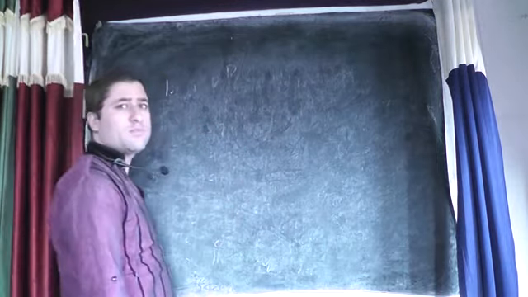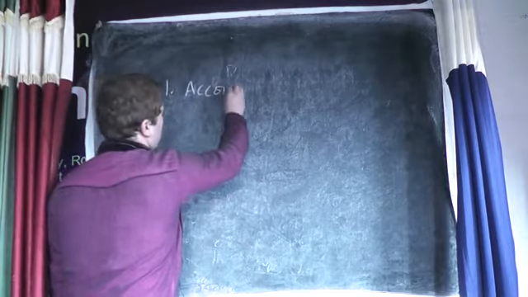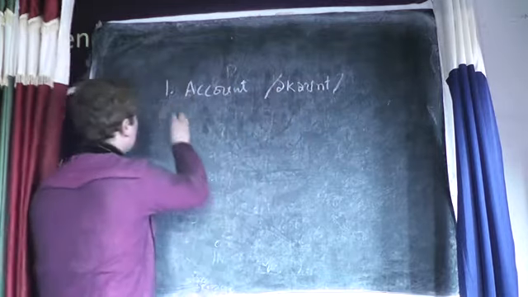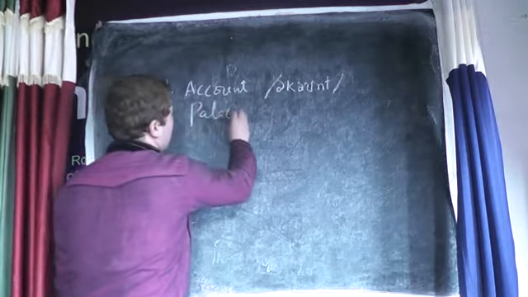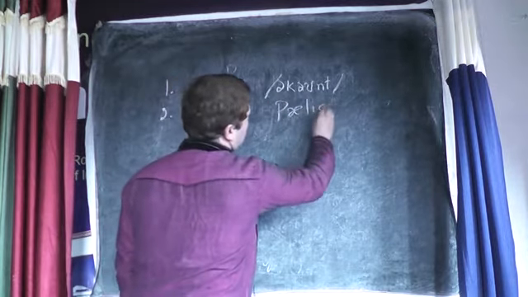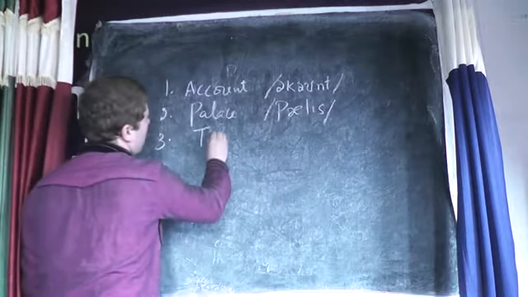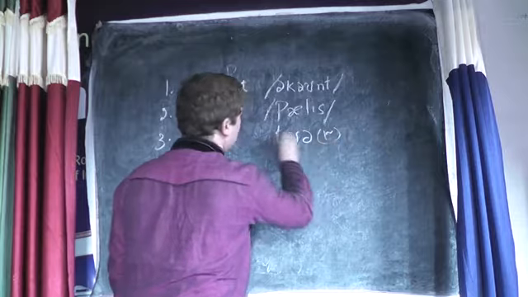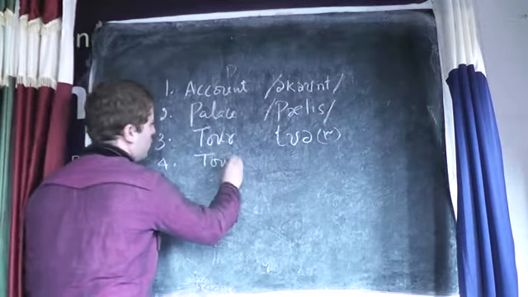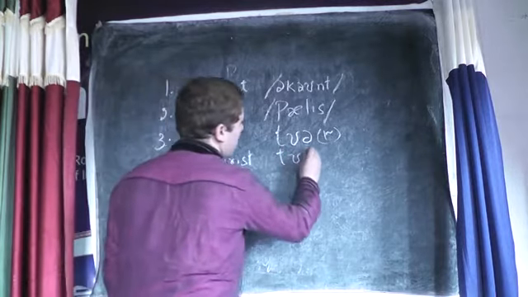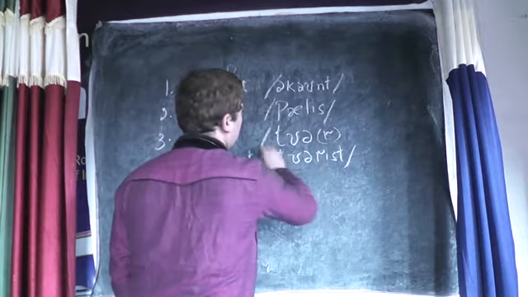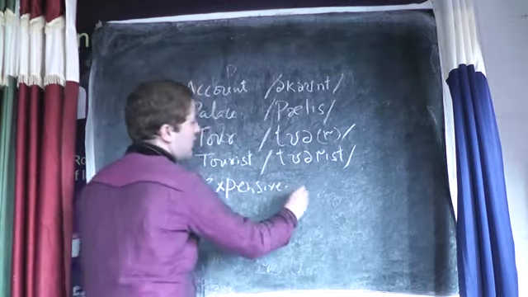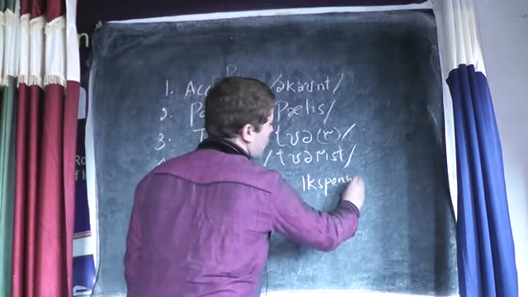The second, some other words. Account. Second, P-A-L-A-C-E, it's palace. Next, T-O-U-R, it's tour. Tourist. T-O-U-R-I-S-T, it's tourist. Expensive, E-X-P-E-N-S-I-V-E, it's expensive. Today we'll do some 10 words.